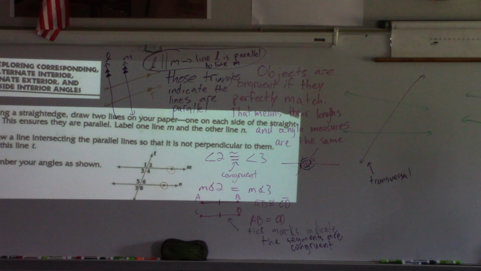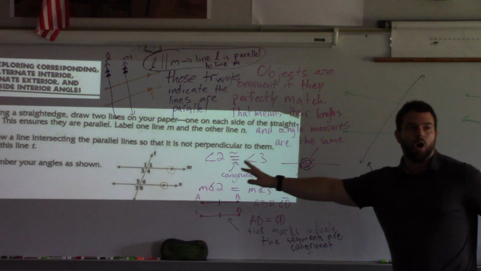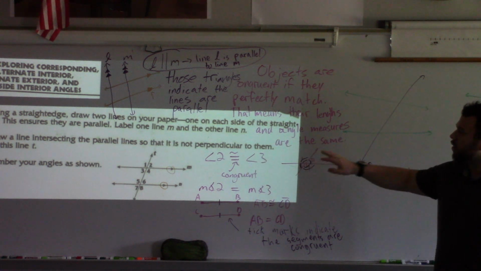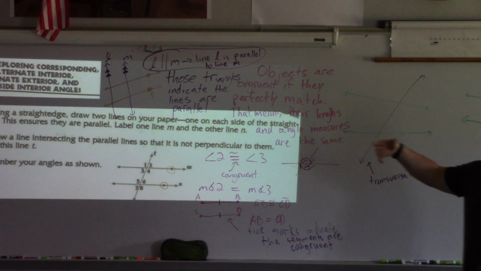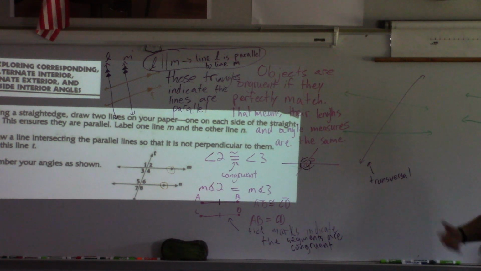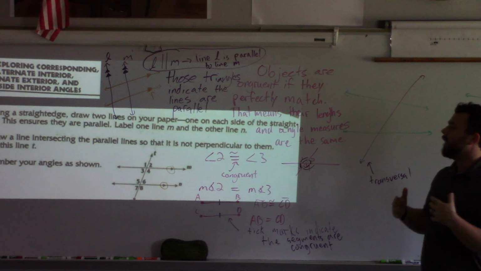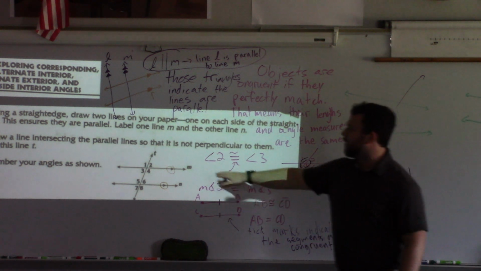That's some fundamentals. Now let's actually do some learning. All right? So notice, follow the directions on the paper that are up here. You're going to use a straight edge, draw 2 lines on your paper, one on each side of the straight edge. This ensures they are parallel. Label one line M and the other N.